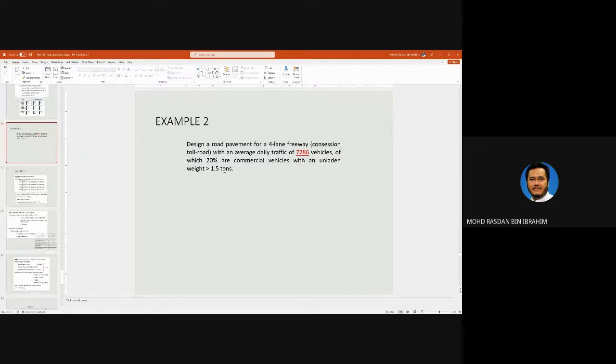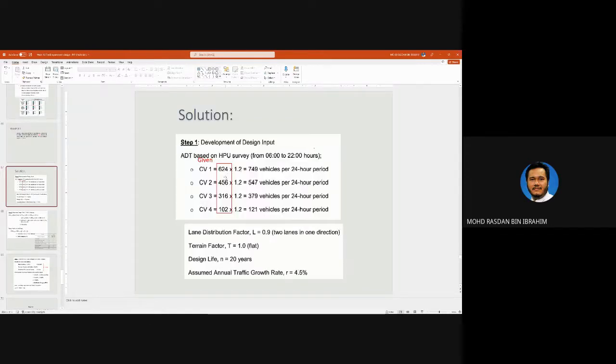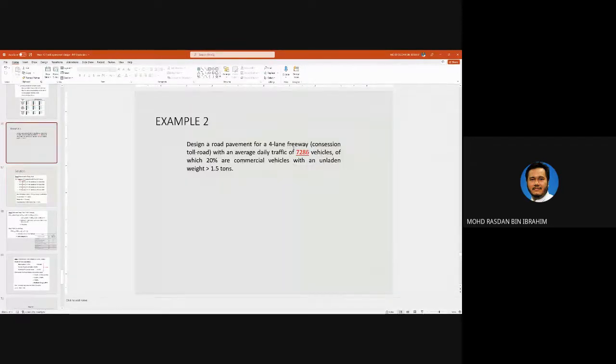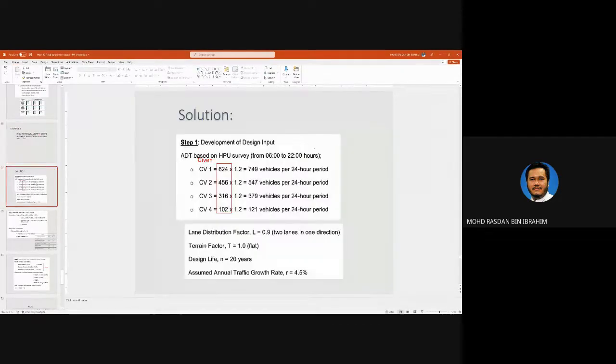But if the distribution of vehicle classes is given like this, you need to make sure that the total of this and this should be equal to this value divided by 4. Okay? Whatever it is, if you are given one lump sum value, then the formula is going to be the first formula. But if you are given like this, where they have split into commercial vehicles, vehicle class 1, 2, 3, and 4, then you need to split it.